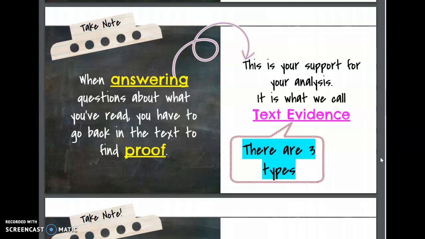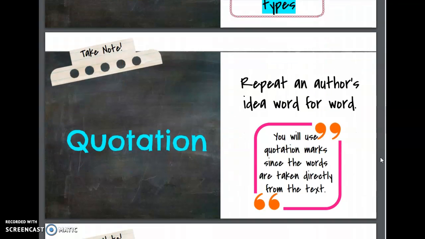When answering questions about what you've read, you have to go back into the text to find proof. This is the support for your analysis, and it's what we call text evidence. And there are three types. First type is a quotation. So you just simply repeat the author's idea word for word. You put it in quotation marks, and it's directly from the text.